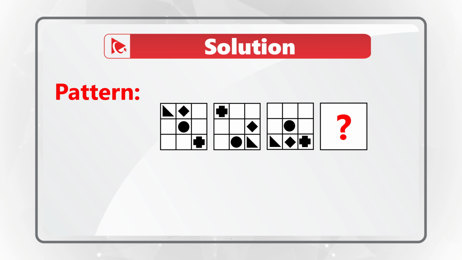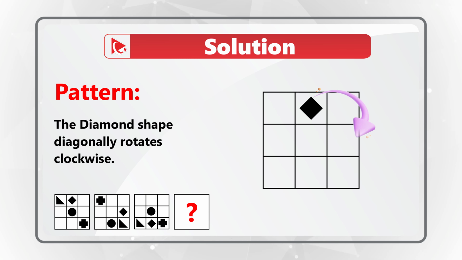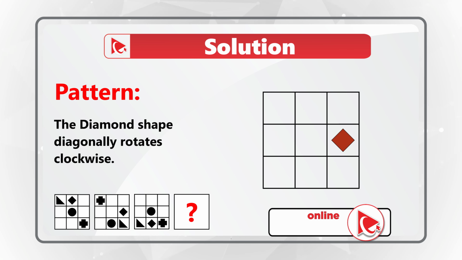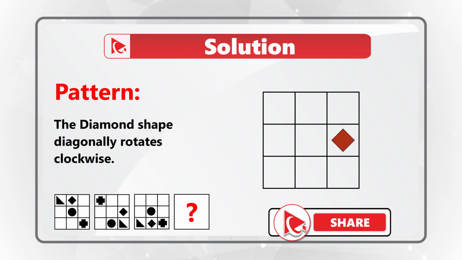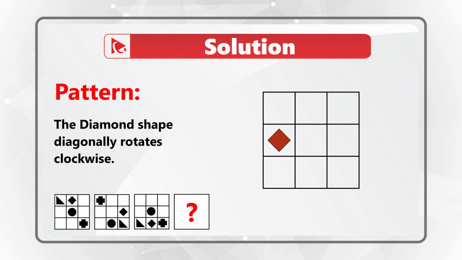In the first square, the diamond shape is in the upper middle section. In the next square, the diamond rotates 90° clockwise, and now it is in the middle row to the right. In the next square, the diamond is in the middle column at the bottom. So we can correctly assume that in the fourth shape, the diamond would be in the middle row to the left.